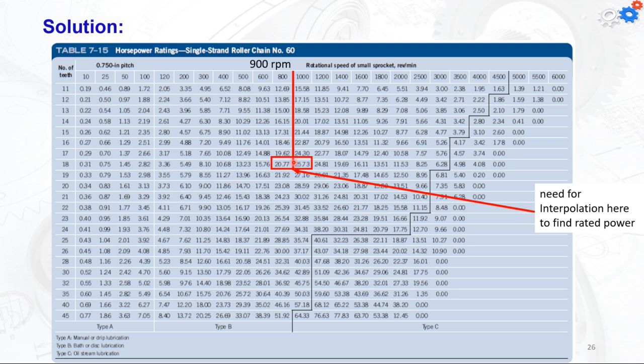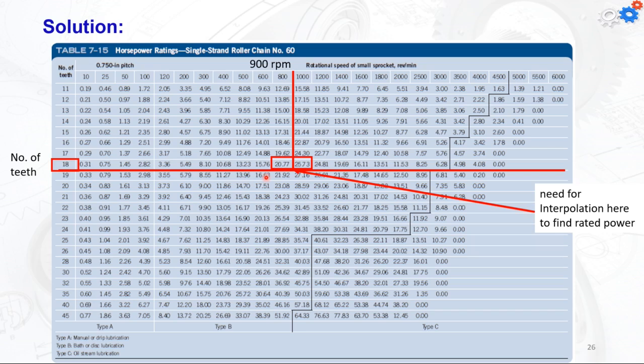I need to have the 21. So I need the interpolation here to find the rated power. And we can find that actually at 900. We can choose that. So anyway, I choose the 18 teeth for that. Sometimes the interpolation is going to be an extra step, and I don't want you to suffer from that. So we got the number of the teeth to be 18.